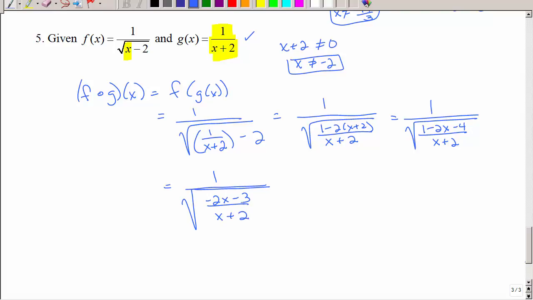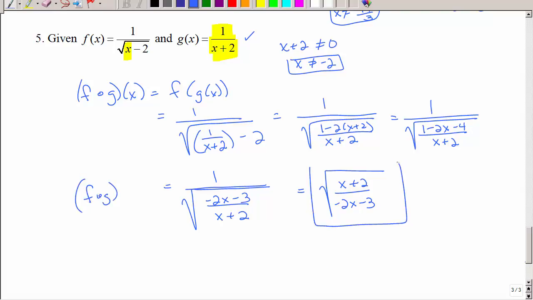Now I have 1 divided by a fraction. Well, 1 divided by a fraction means 1 times the reciprocal of that fraction. So we're going to get the reciprocal. And yes, it's over 1, but I don't really need to put that. So that is my composition function in its simplified form. But now I have to find the domain of that. That's what gets complicated. This is a review from the last lesson.